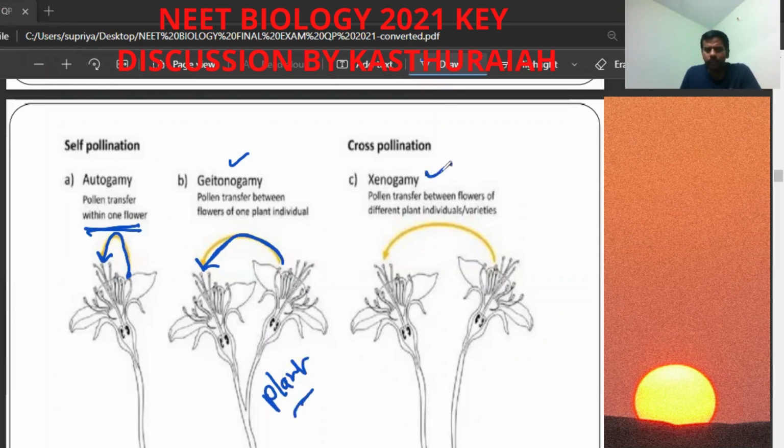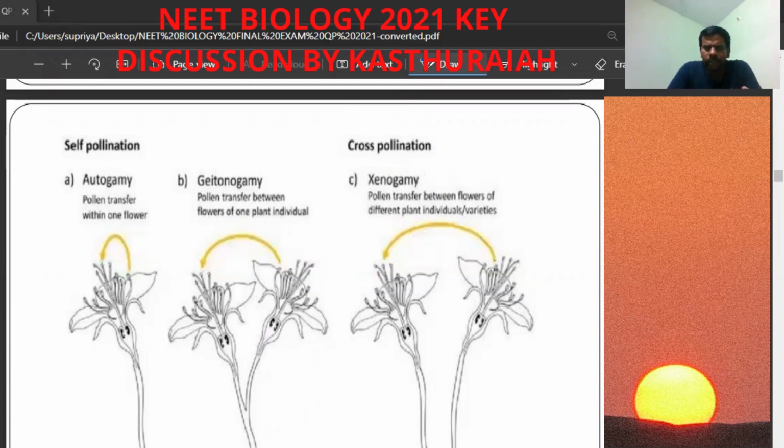Now see, in xenogamy, the transfer of pollen grains is from one plant to another plant within the same species, right? That is xenogamy. Generally, xenogamy brings genetic variations, with different genetic material containing pollen grains, right?